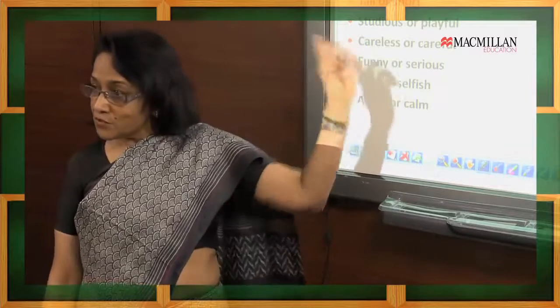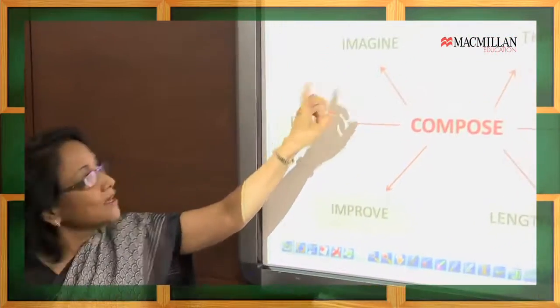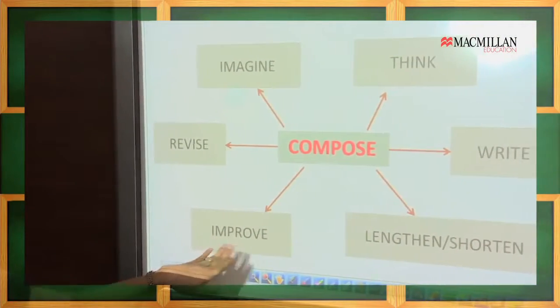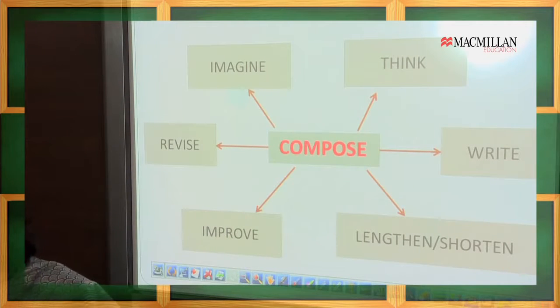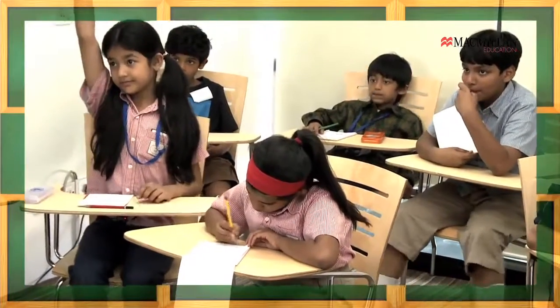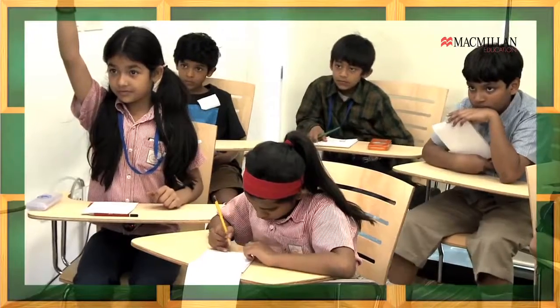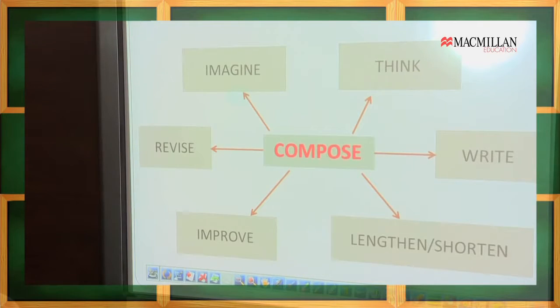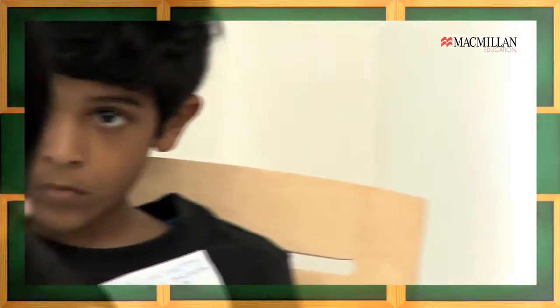Do you remember in Compose we used all these ideas? We imagined first, didn't we? Then we thought, we wrote, we revised, we improve it later. When we improve, we work on our spellings, right? And we change the words if we feel like it, and we punctuate properly. If we have written a long passage, we make it short. If we've written a very short passage, we lengthen it. All these activities together are called composition writing. Did you enjoy this?